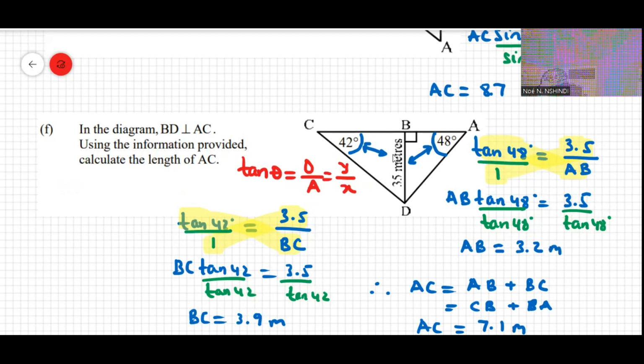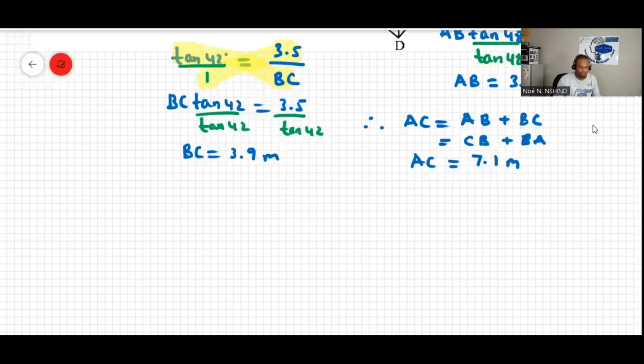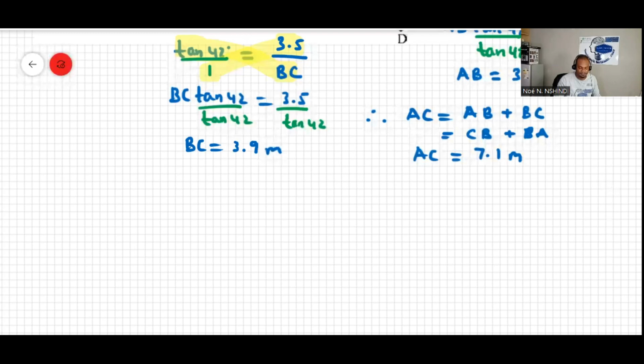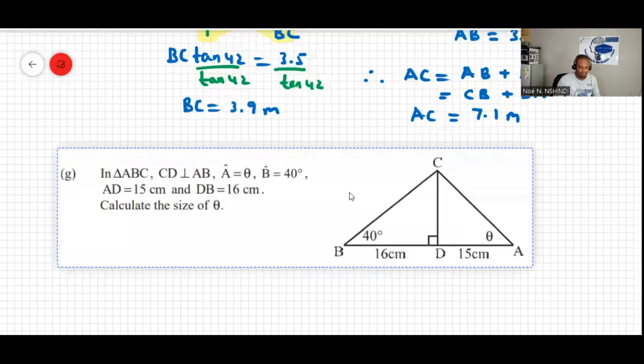7.1 meters. Okay. Now, we're going to do the next question, which is G. Okay.